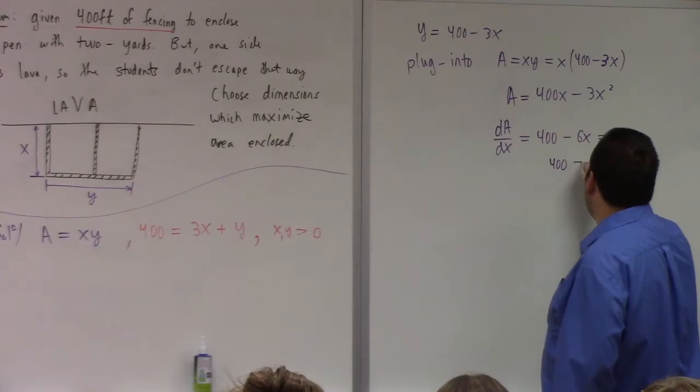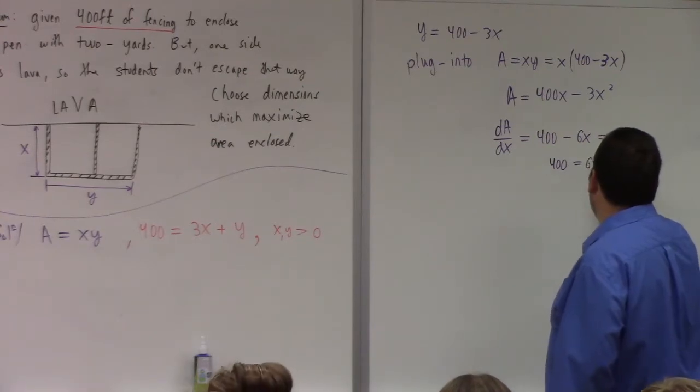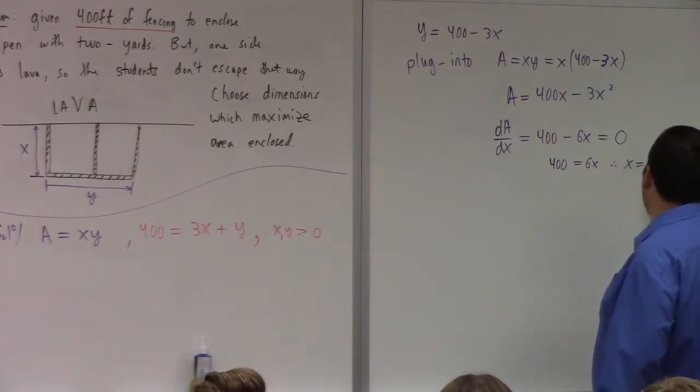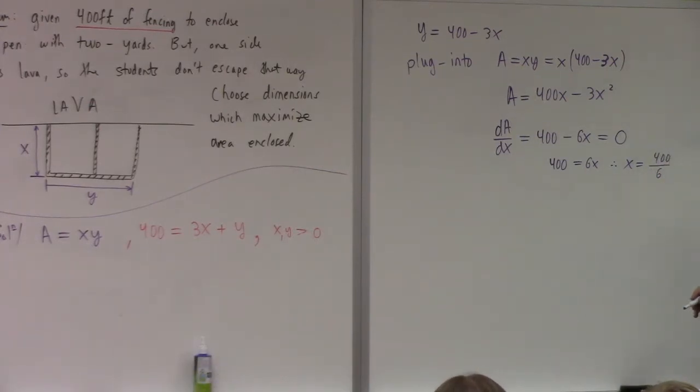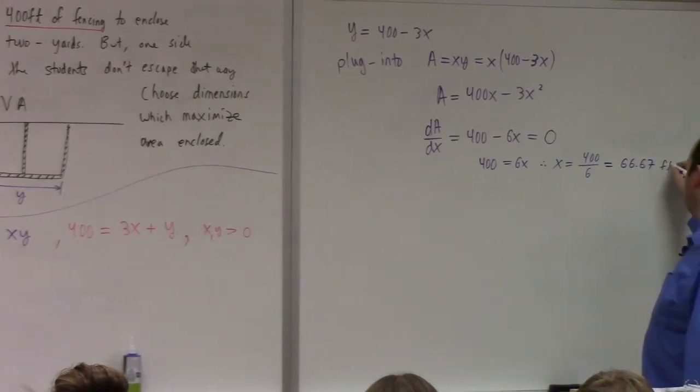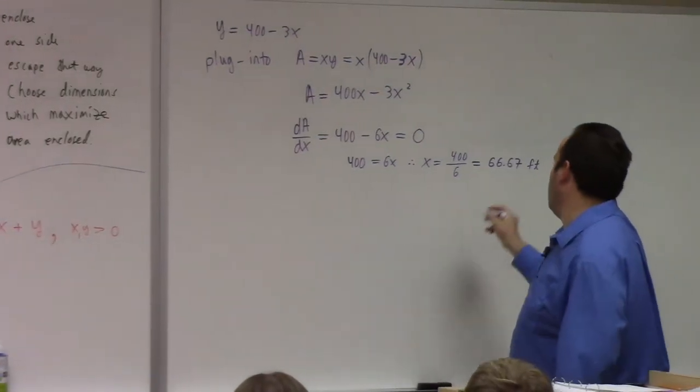400 is equal to 6x. So therefore, x is equal to 400 over 6, which is 66.6, so 67. Feet, was I using feet? Oh, feet, yes, okay.